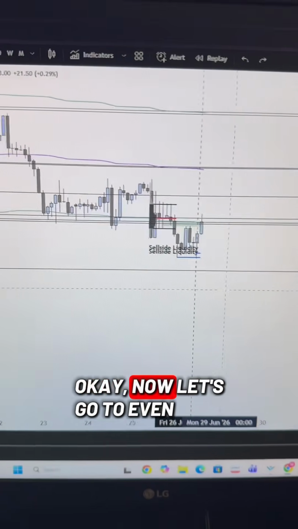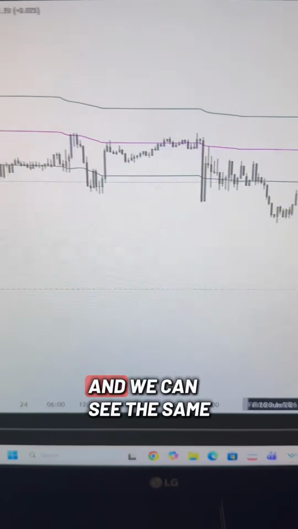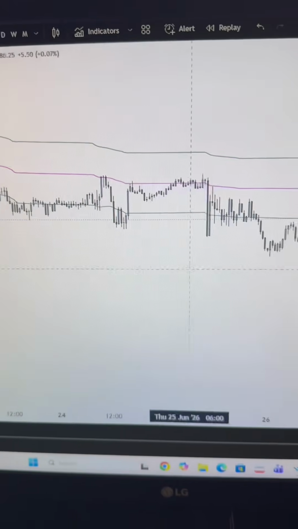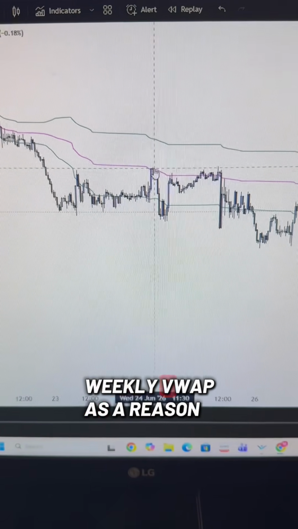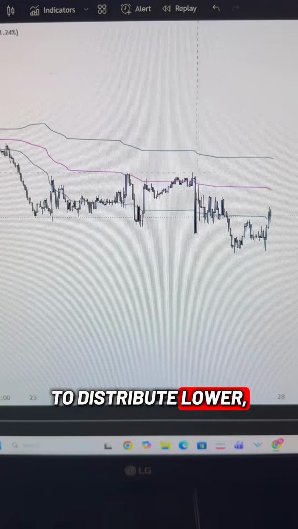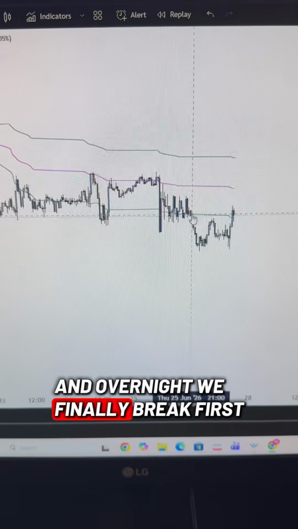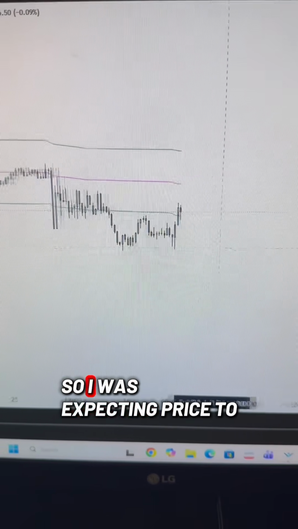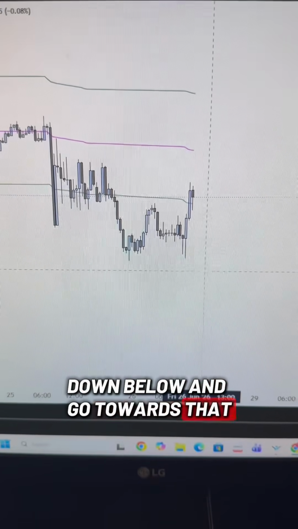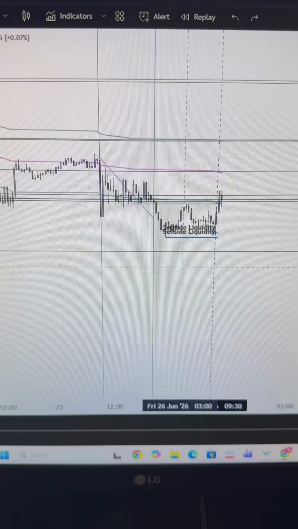Okay, now let's go to an even smaller time frame, which will be the 30-minute time frame, and we can see the same thing here again. Throughout this week, this is the weekly VWAP. Throughout this week, we have used weekly VWAP as a region to distribute lower, as you can see. And overnight, we finally broke the first standard deviation low, and we are building value down below. So I was expecting price to just dump below and go towards that quarterly VWAP that I explained earlier. So again, bearish bias.